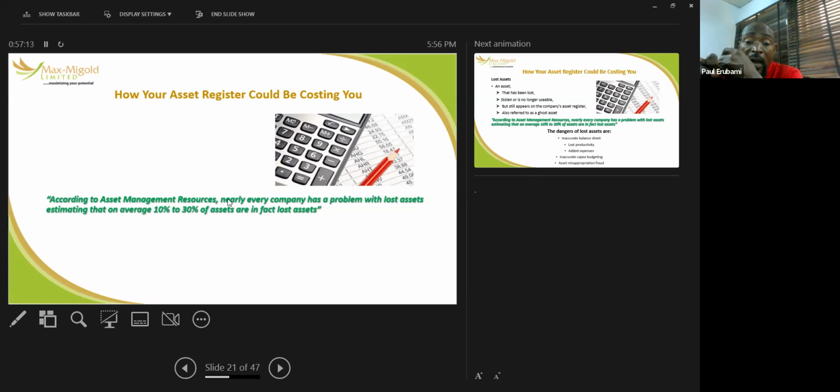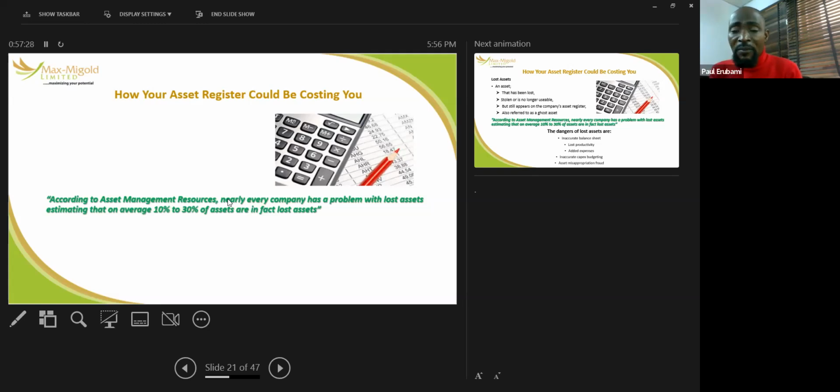Those lost assets are often ghost assets. What are ghost assets? Assets that you still have in your record, but they are no longer physically available. If you don't keep a proper record of your assets, somebody can take your asset and sell it off, and you still believe that the asset is within your organization.